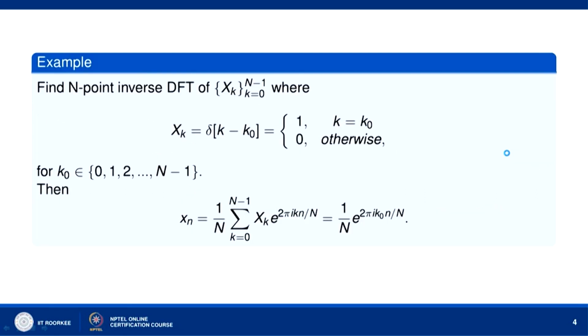Now, let us take an example: find the n point inverse discrete Fourier transform of this frequency magnitude x k. Okay, k runs from 0 to n minus 1, x k is given by delta k minus k naught. Delta k minus k naught is equal to 1 when k is equal to k naught, otherwise it is 0, and k naught is any number from the set 0, 1, 2, 3 and so on up to n minus 1. Now, let us use the n point inverse DFT formula.